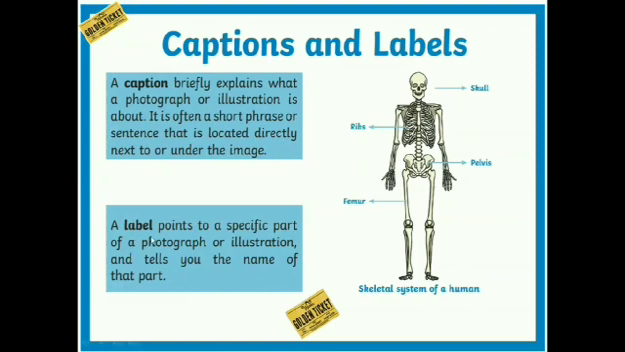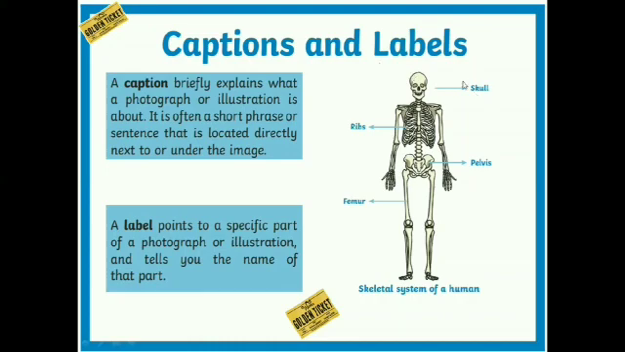What about a label? A label points to a specific part of the picture and tells you the name of that part. Like here, for example, skull. You see an arrow and then the word skull. So basically, it is pointing to a specific part of the picture and it tells you the name of that part. That's a label.